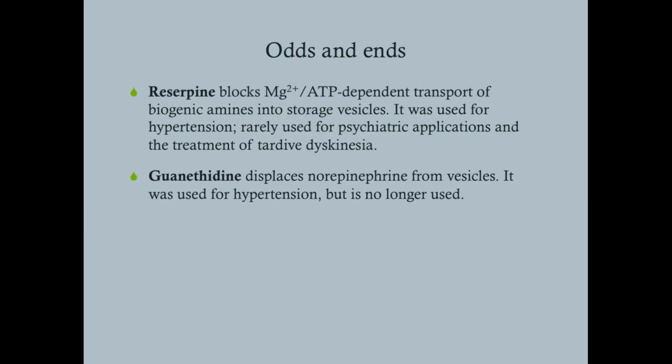Guanethidine is, as you can tell, I can barely pronounce it because it is not used. It displaces norepinephrine from the vesicles. It was used for hypertension, but it is no longer used today. And the reason is that it causes a very strong postural hypotension. It impairs ejaculation and causes a really nasty diarrhea as well. So you're not going to see that medication. But these may come up on USMLE Step 1. If they do come up on Step 1, you'll want to know the mechanism. So reserpine blocks the transport of catecholamines into the vesicles, and guanethidine basically takes norepinephrine out of the vesicles.